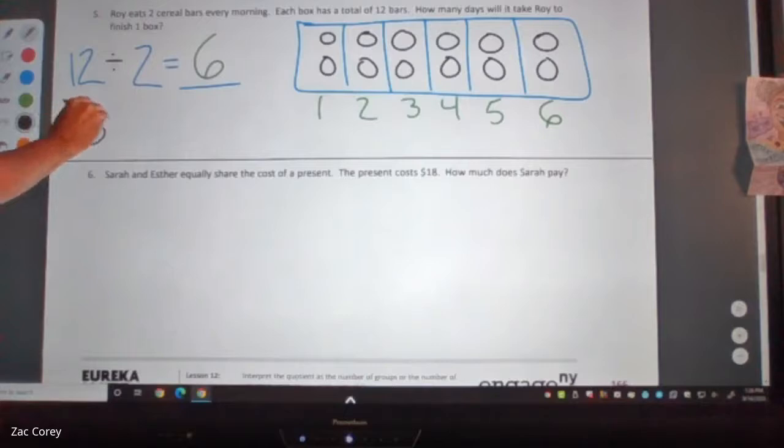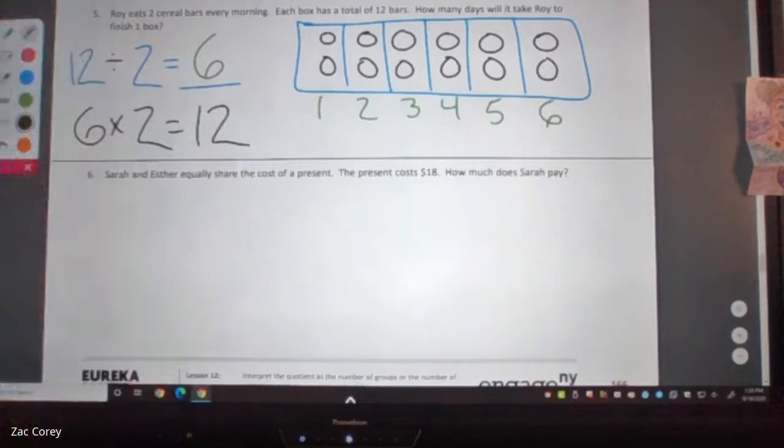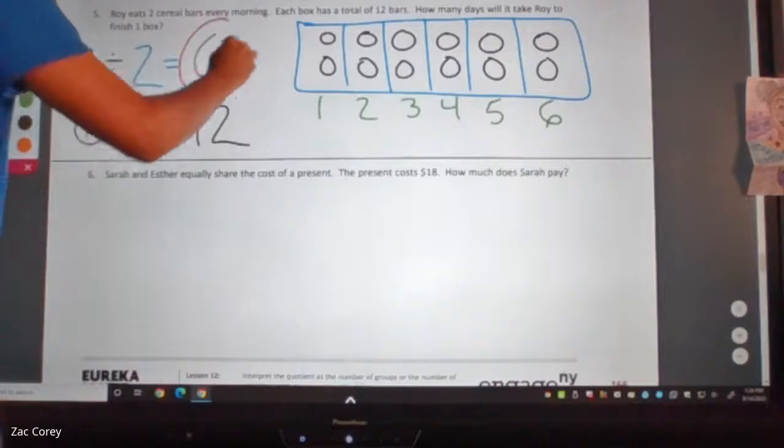6 bars times 2 each day equals, let's count by 6 2 times. So 6 plus 6 equals 12. So that should be the total number of bars we have, and that is correct. All right. So the answer that we're looking for is 6 days.